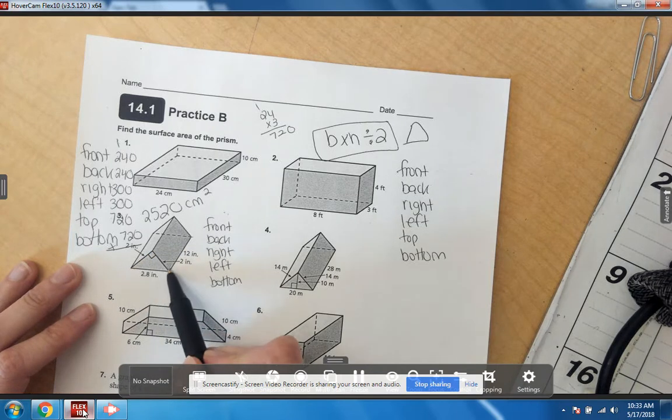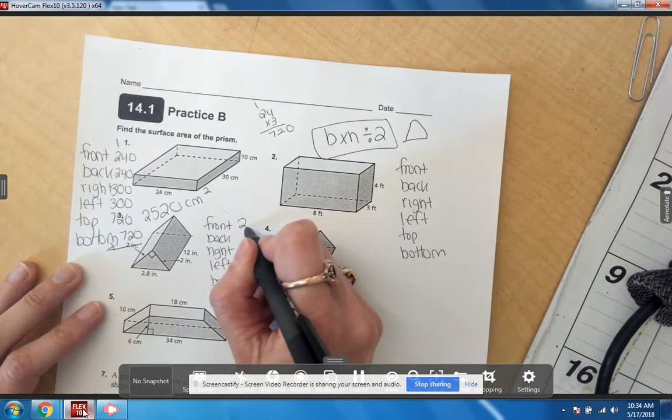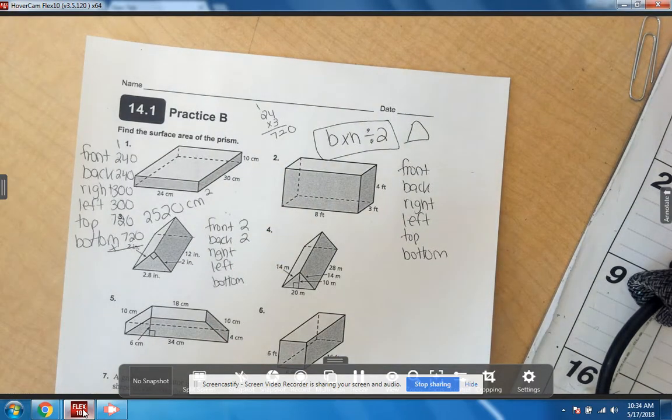So for this one, we have a base of 2 and a height of 2. So I'm going to do base times height. 2 times 2 is 4, divided by 2 is 2. So the front and the back both have an area of 2.